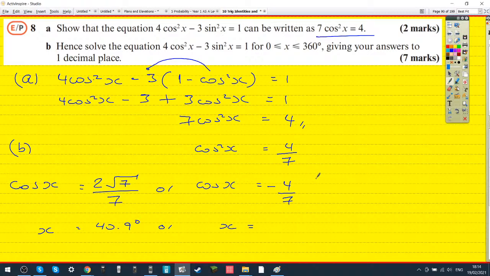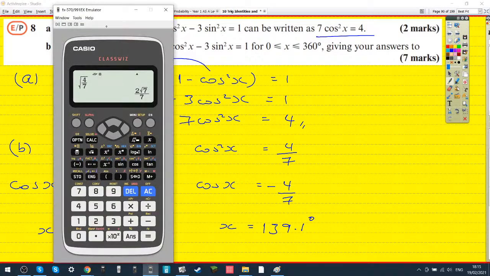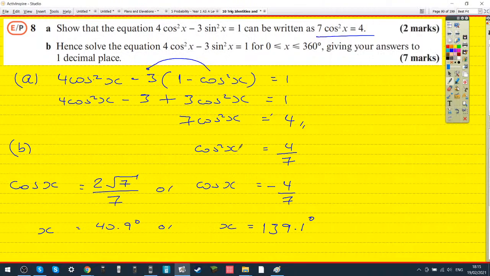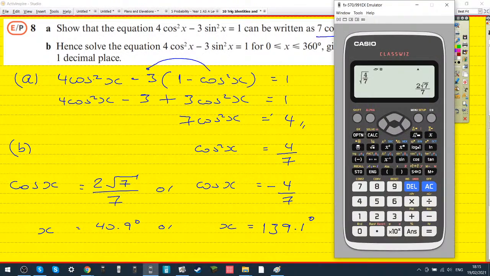And let's get all the solutions. 139.1 for the second one. And you put in the calculator, did you? Yeah, that one. And so we're still looking for more answers now? We want all the answers between 0 and 360. But all the answers here are between 0 and 360, no? Apart from minus 4 over 7.